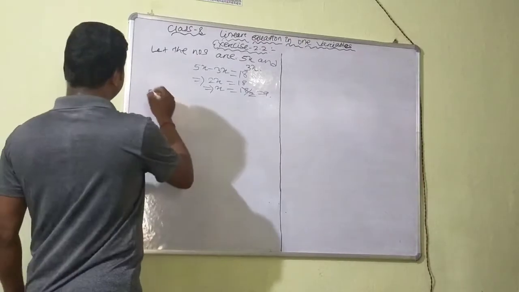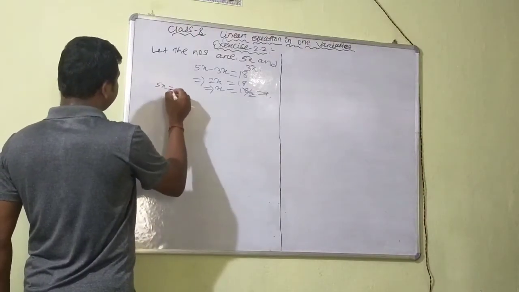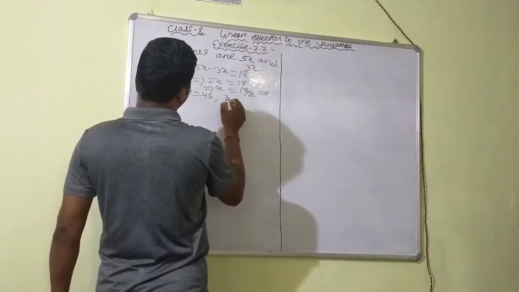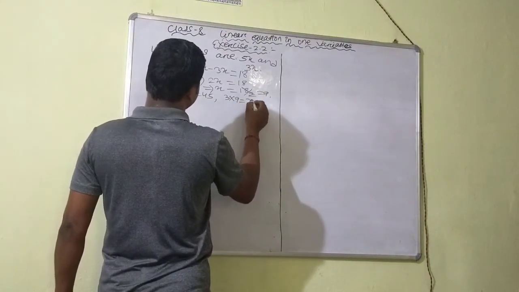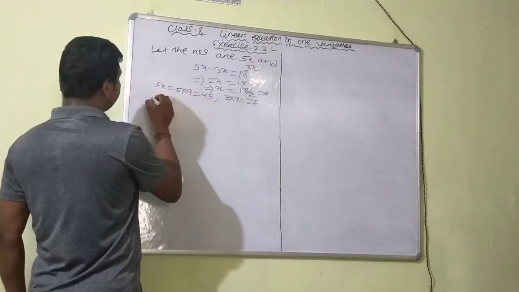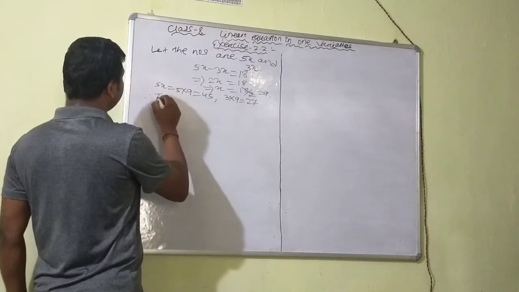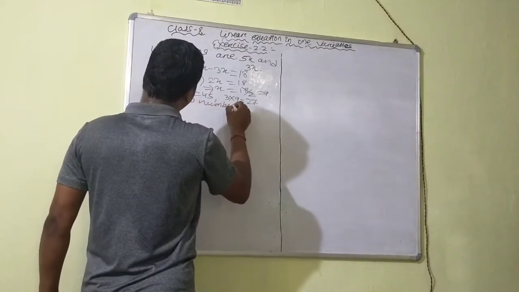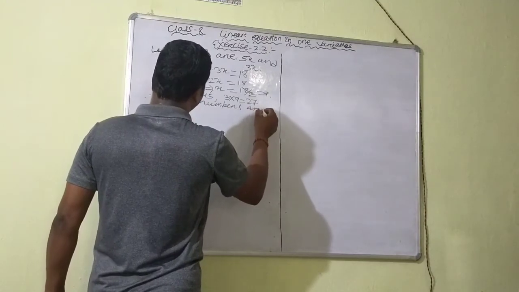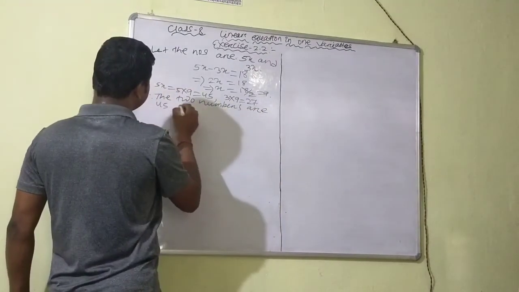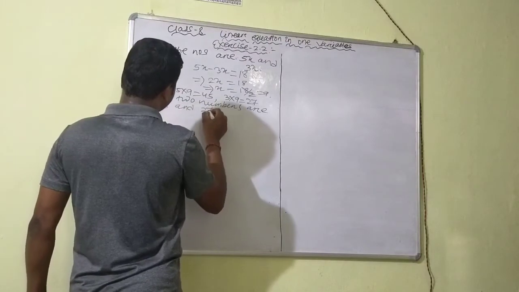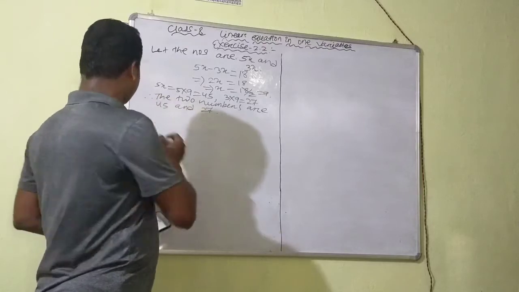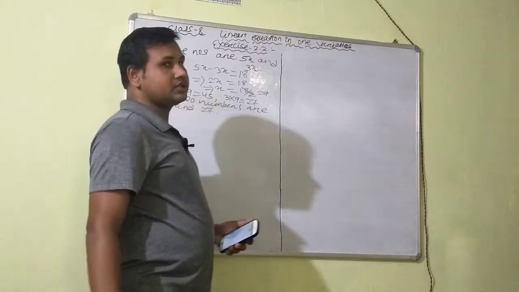Hence 5x, 5 into 9, that is 45, and 3x, 3 into 9 is 27. Hence we will write down the conclusion, therefore the two numbers are 45 and 27. Okay, clear? Now come to question number 6.